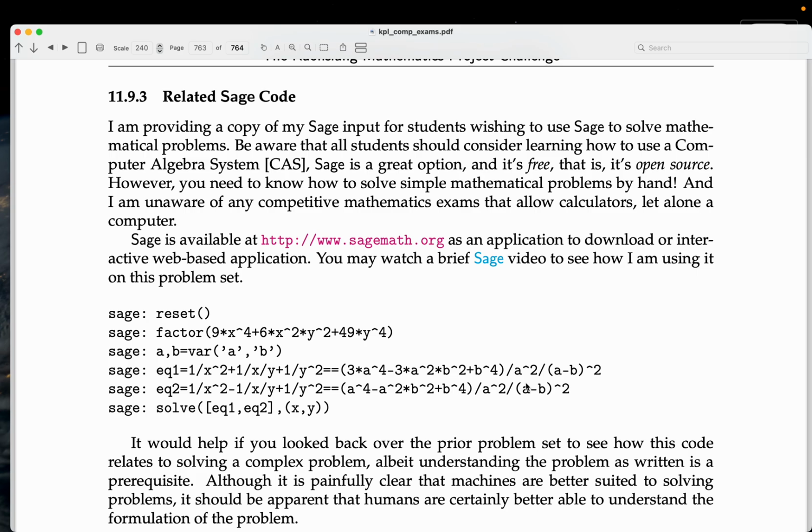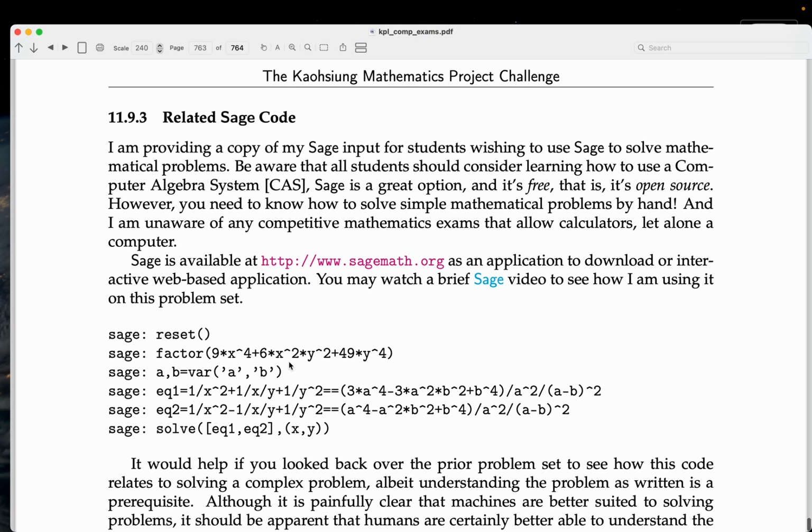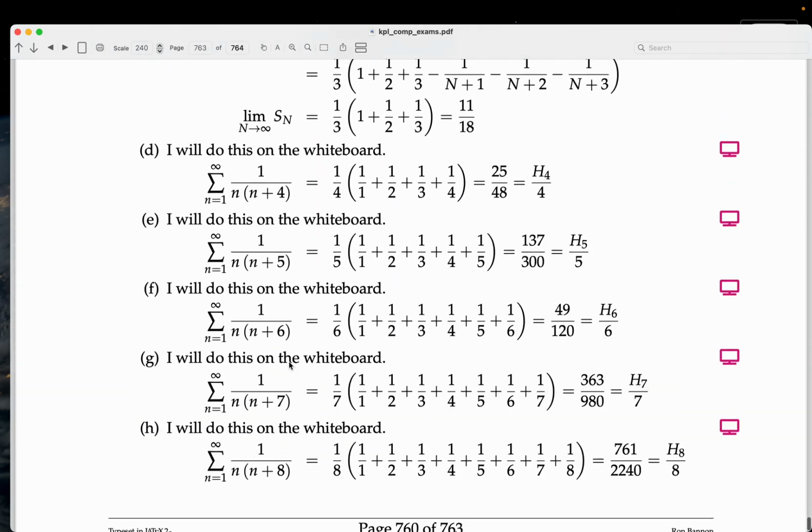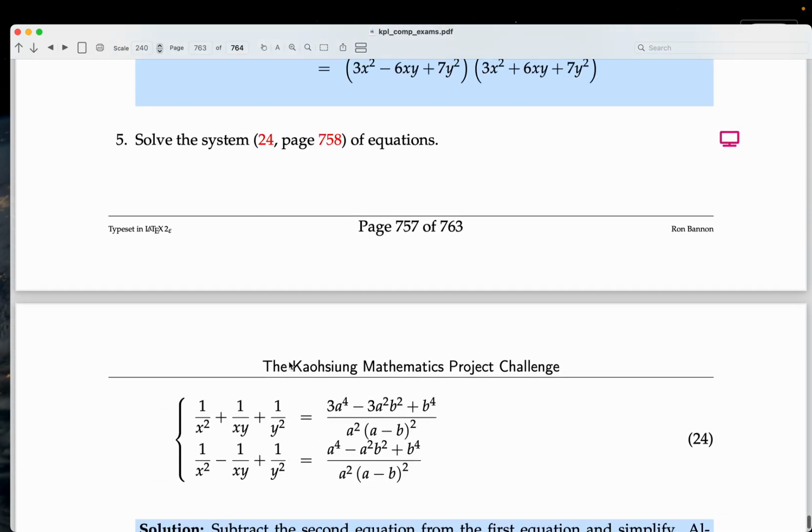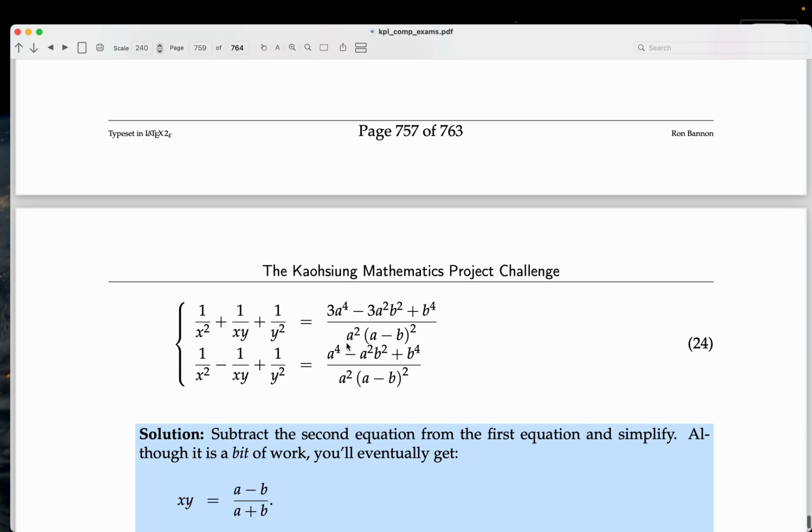All right, we're in chapter 11, section 9 of chapter 11. And look at this as Sage code again. Does it pertain to what we've been doing? I hope so. And look at this one over here. It appears to be that question. I think it was question number 5. Let me just scroll back over that. Yeah, it appears to be this question over here.